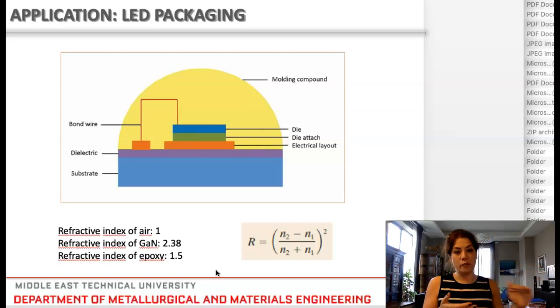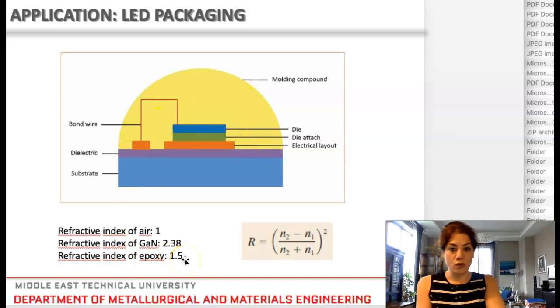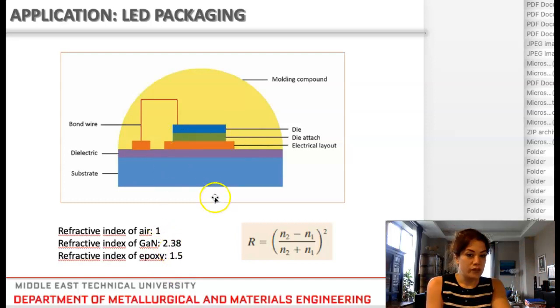It will eventually reflect back based on this reflection rule a lot more, because the difference between them is large. But instead of going from the 2.38 refractive index into 1, if I put a material in between, well, it happens to be epoxy. It's not only to arrange this refraction behavior, but also a packaging material to protect the semiconductor. I picked the specific material for a refractive index in between the index value of the semiconductor and air, which is 1.5. So the light from the semiconductor into 1.5 will be reflected back less, so we will extract the light out more.